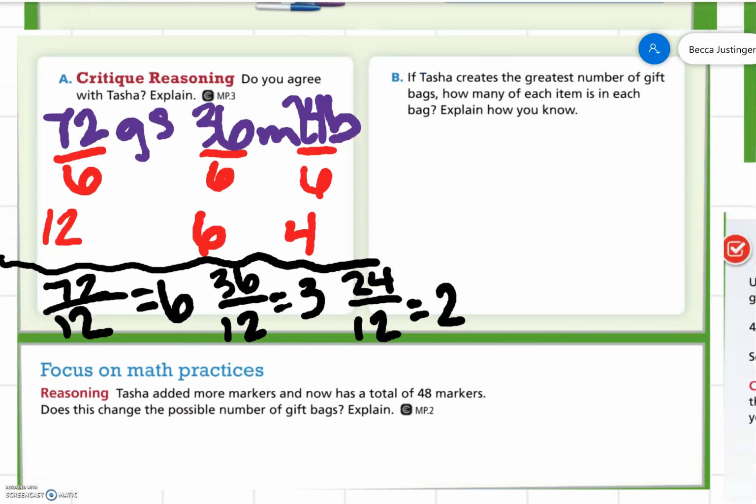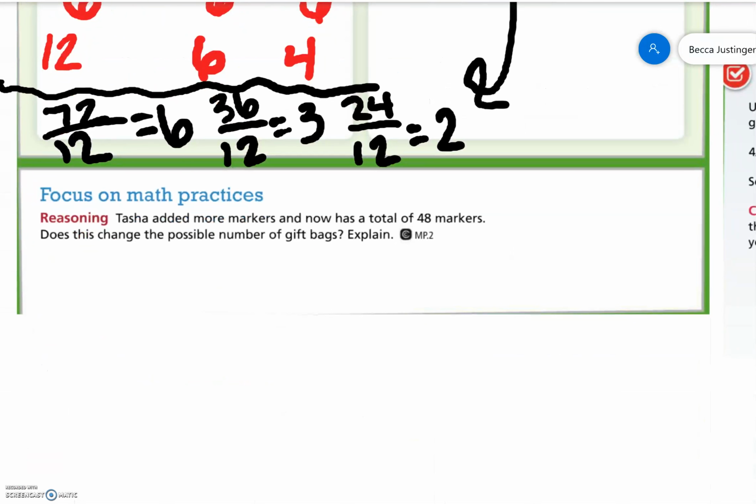bubbles each. Oh, and that answers B, because B says if Tasha creates the greatest number of gift bags, how many of each item is in each bag? Explain how you know. Tasha added more markers and now has a total of 48 markers. Does this change the possible number of gift bags?